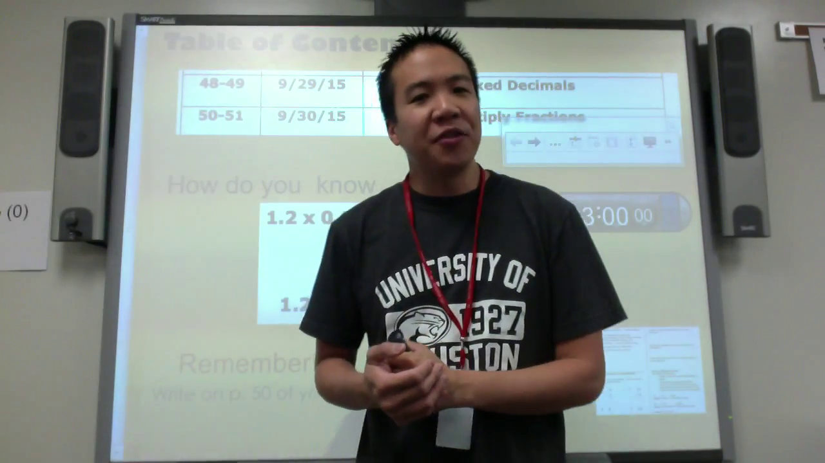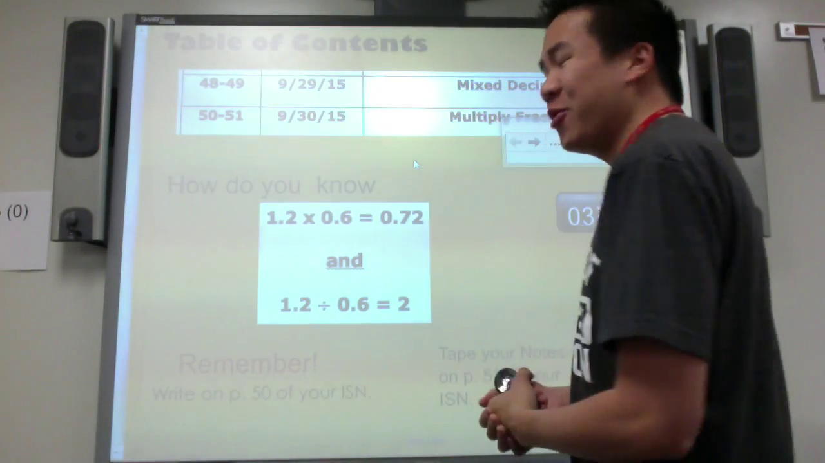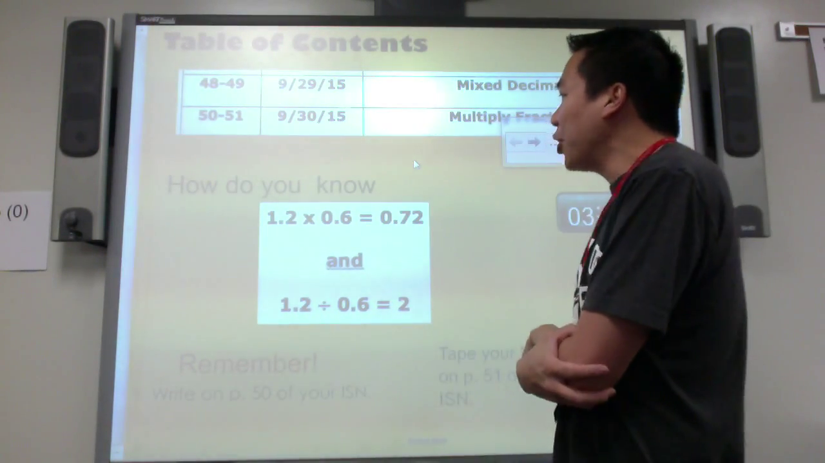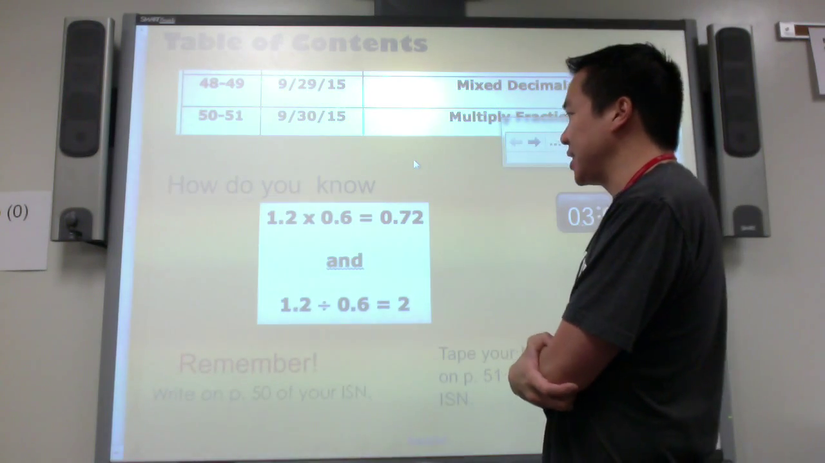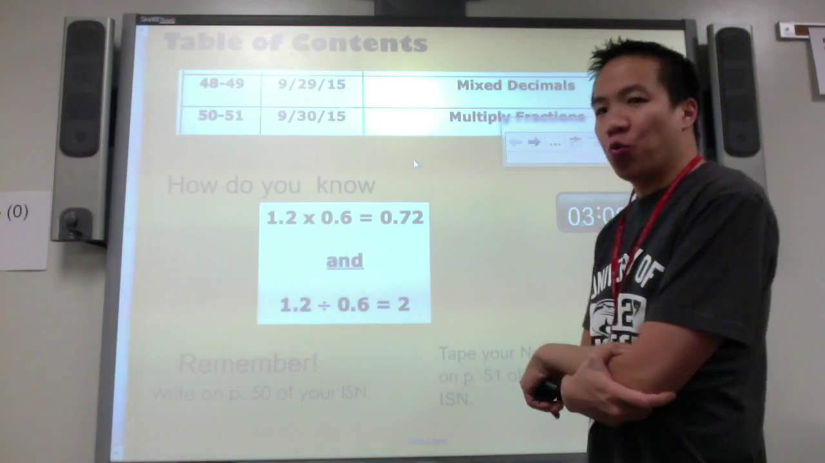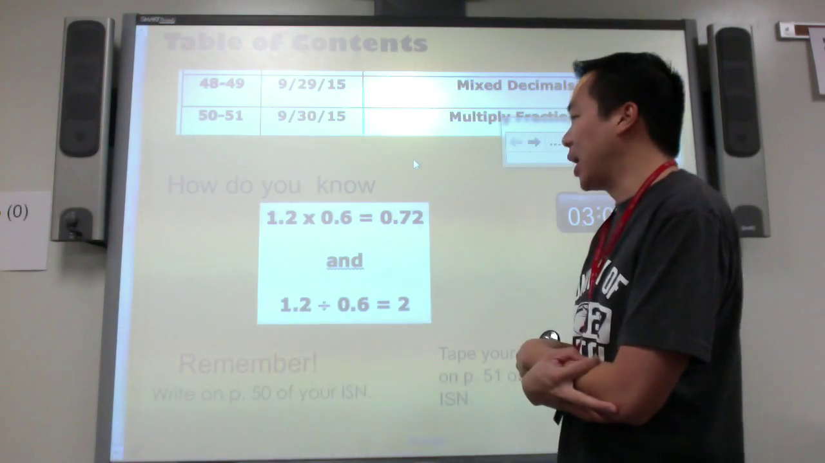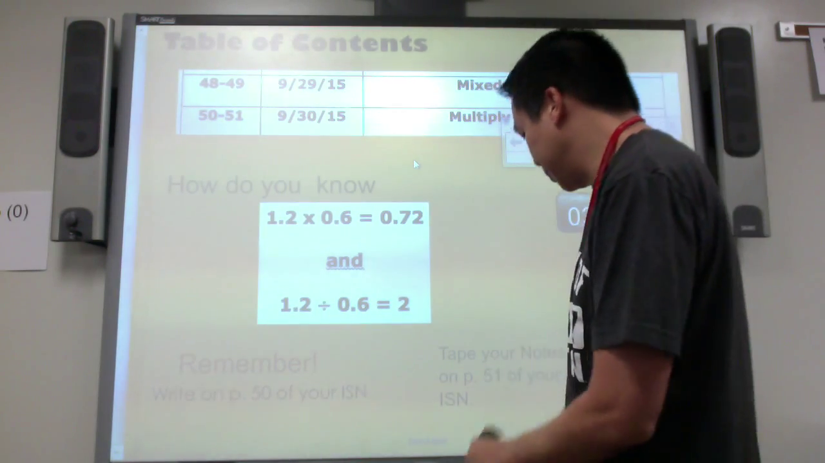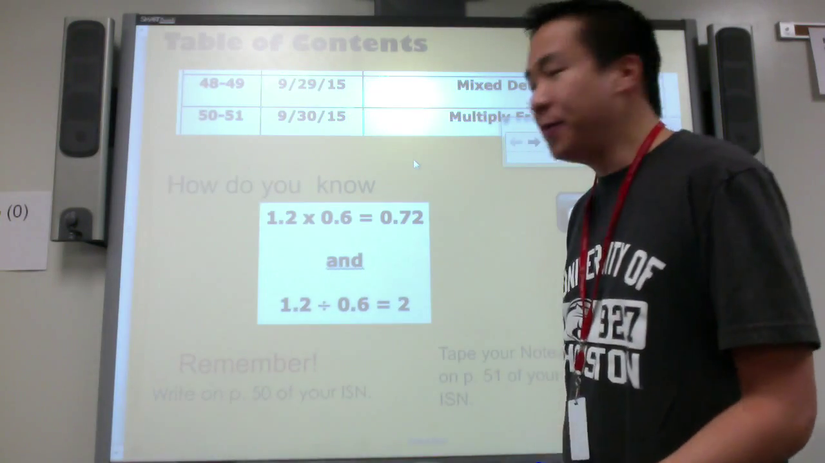Today is over multiplying fractions and whole numbers. But before we do that, let's talk about this. How do you know 1 and 2 tenths times 6 tenths is equal to 72 hundredths, and 1 and 2 tenths divided by 6 tenths equals 2? There are several ways you can do it.